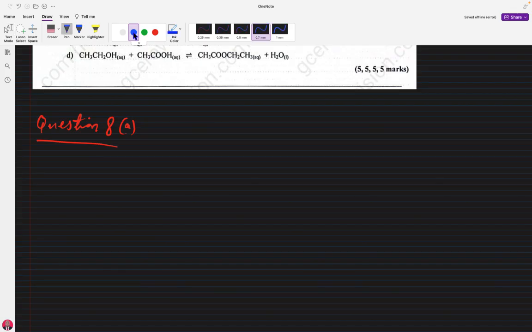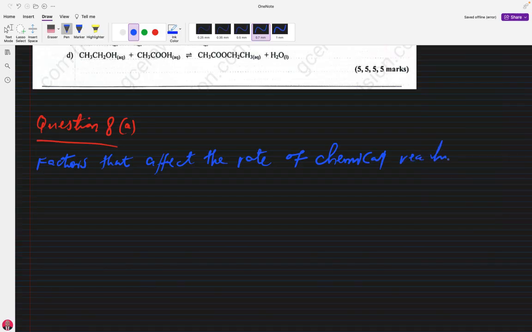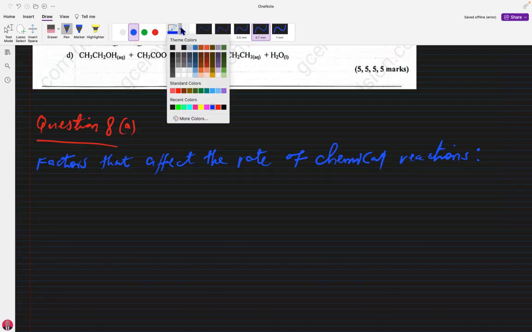The factors, what are the factors? Factors that affect the rate of chemical reactions. Which are the factors? I can list them one after the other to you.